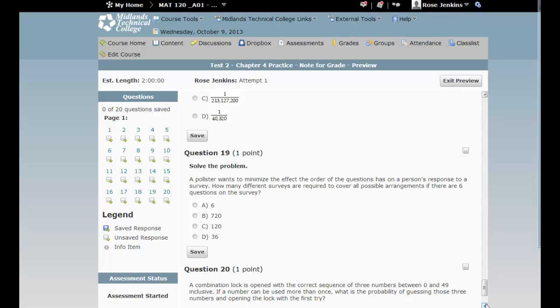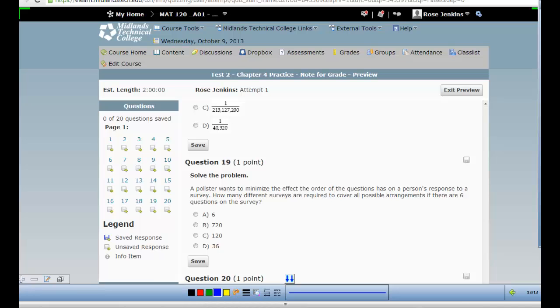A pollster wants to minimize the effect the order of the questions has on a person's response to a survey. How many different surveys are required to cover all possible arrangements if there are 6 questions on the survey? Okay, because what happens here? What are we concerned with? The arrangements, the order. Sometimes the way that questions appear on the survey, this is kind of background information, has an effect on, we talked about that though in class, has an effect on the way that people respond. So there are 2 ways, considering the things that we talked about, that we could get an answer to this. They'll give us the same answer.